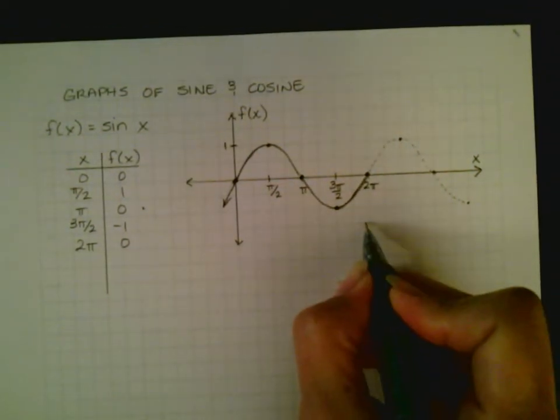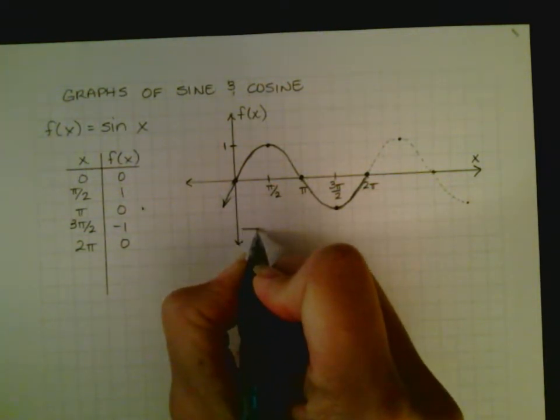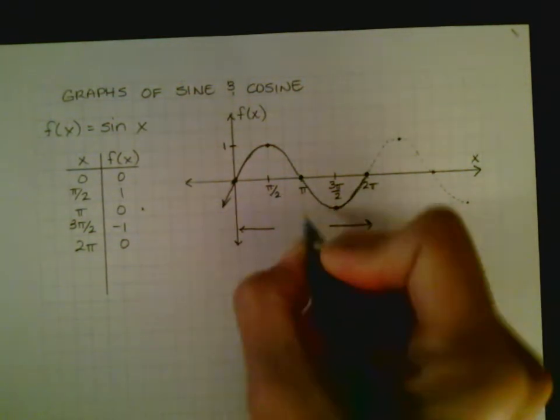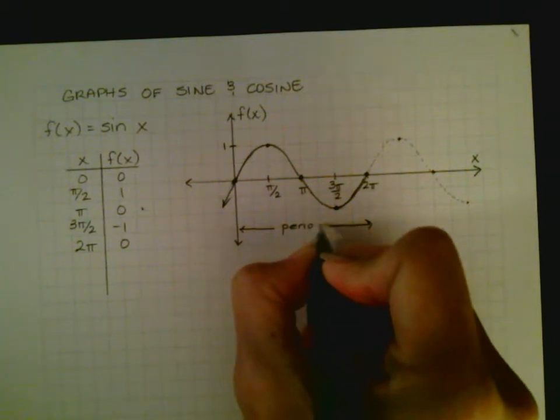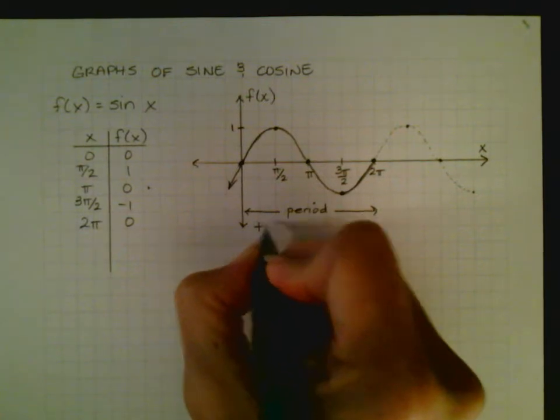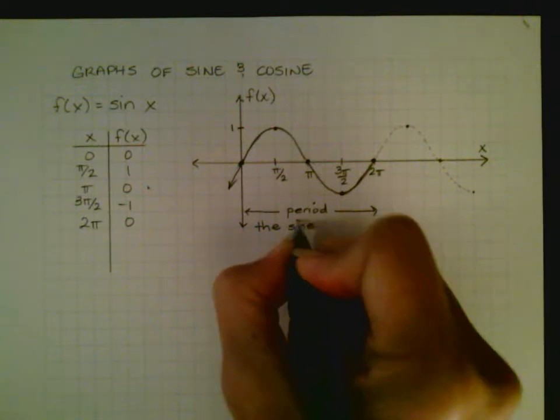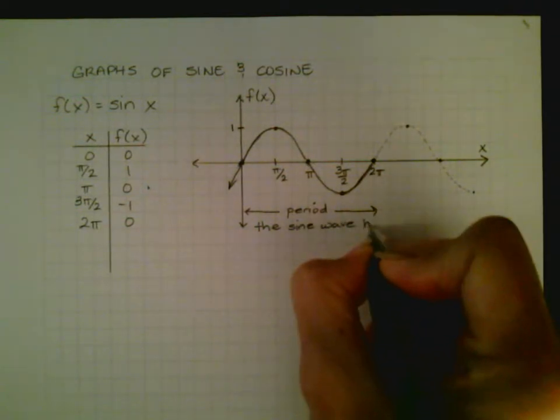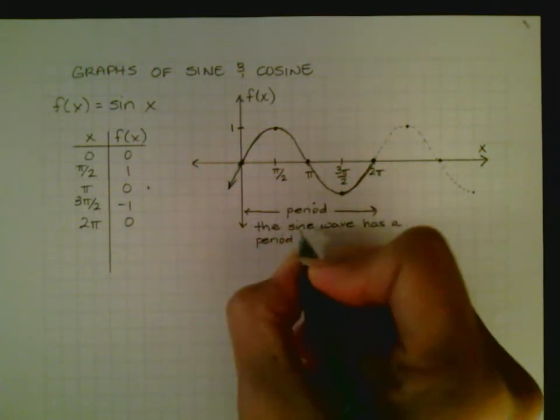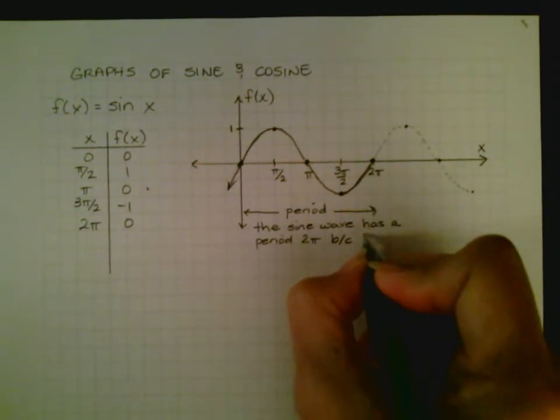One full wave has a length that we will call the period. From the beginning to the ending of our wave, we are going to call this the period, P-E-R-I-O-D. The sine wave in this case has a period of 2 pi because the wave repeats every 2 pi units.